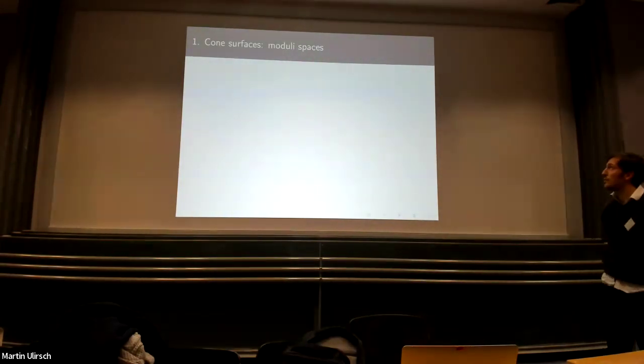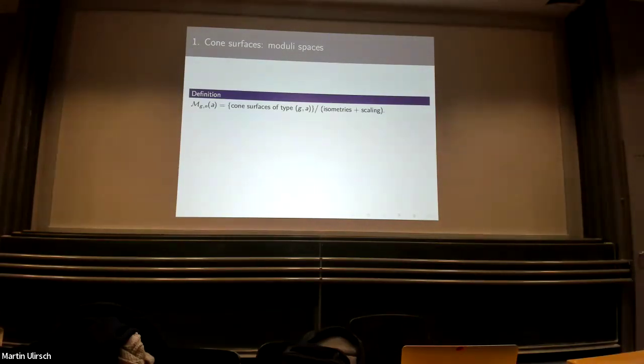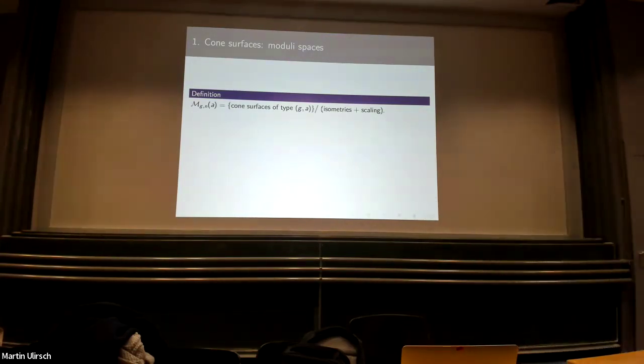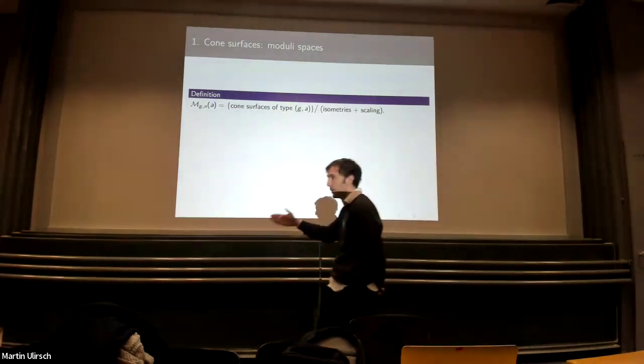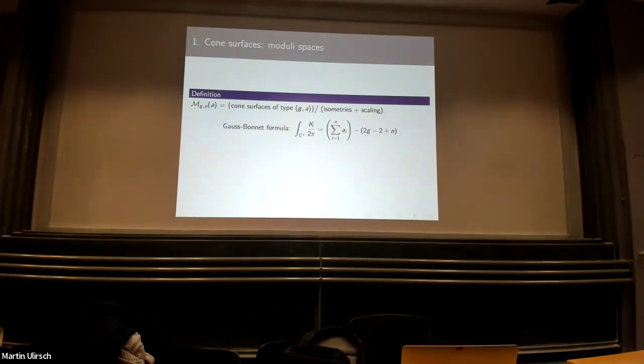So let me speak of the moduli space. Now we once again give a definition which is a bit of a tautology. Okay, so for me, M_{g,n}(a) is the moduli space of cone surfaces of type (g, a), and for now it's just a set. I will speak a bit later about which sort of geometric structure we can put on this space. And when I say moduli space, I mean up to isometries and scaling.